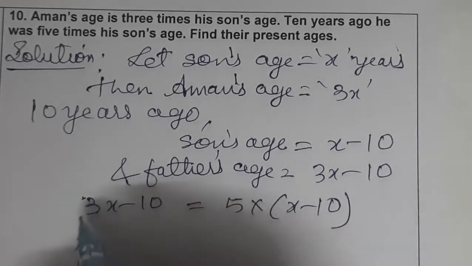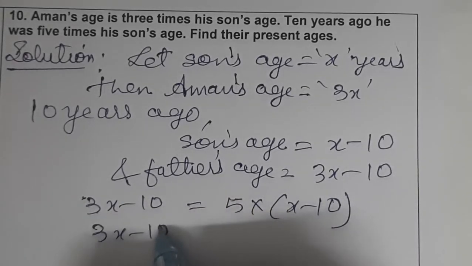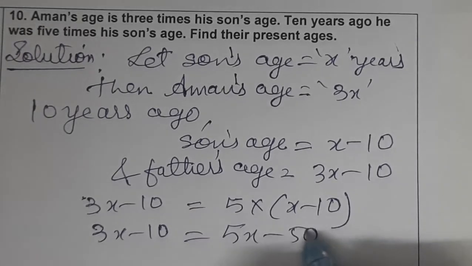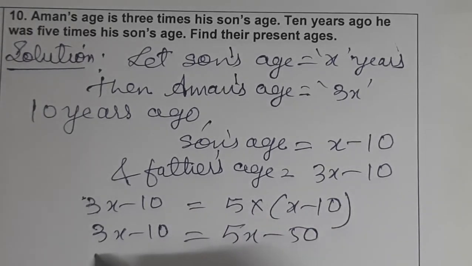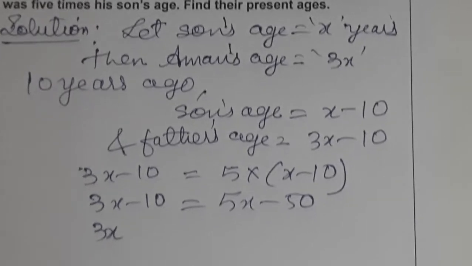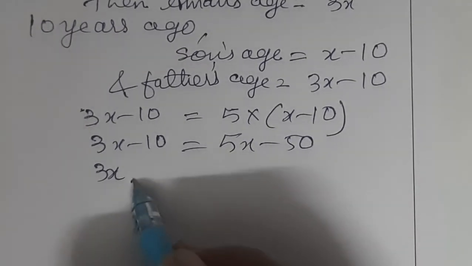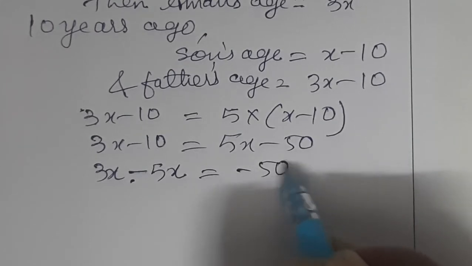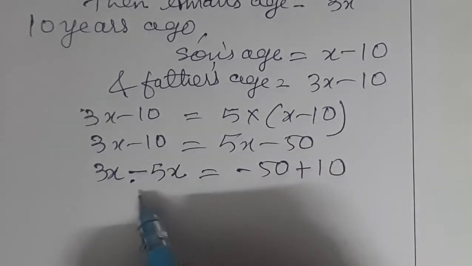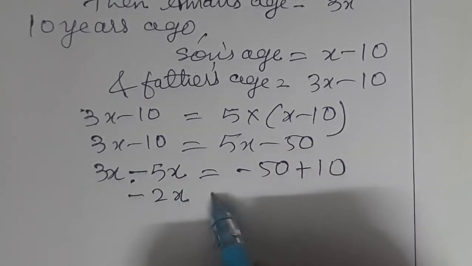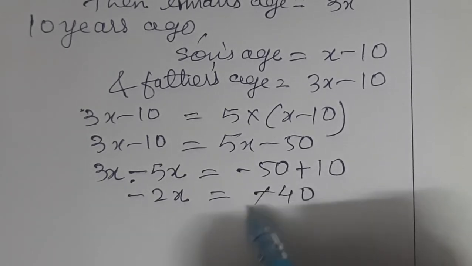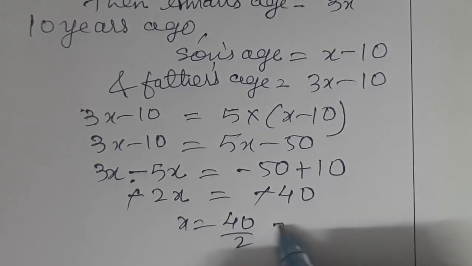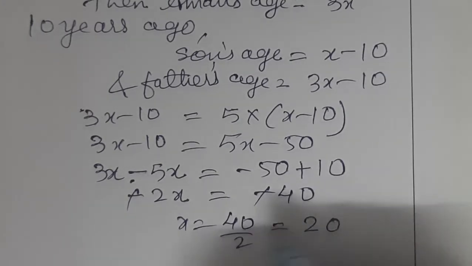So, finally, from the equation, now let's solve. 3x minus 10 equals, multiply, 5x minus 5 tens are 50. Bringing variable one side, 3x minus 5x equals minus 50 plus 10. Transposing, minus 2x equals minus 40. Minus minus cancel out. x equals 40 by 2. 40 by 2 is 20 years.